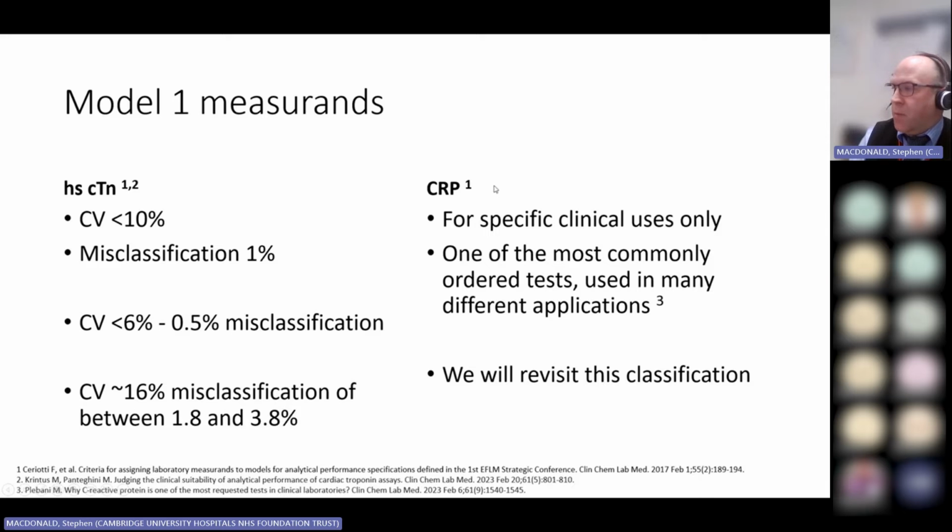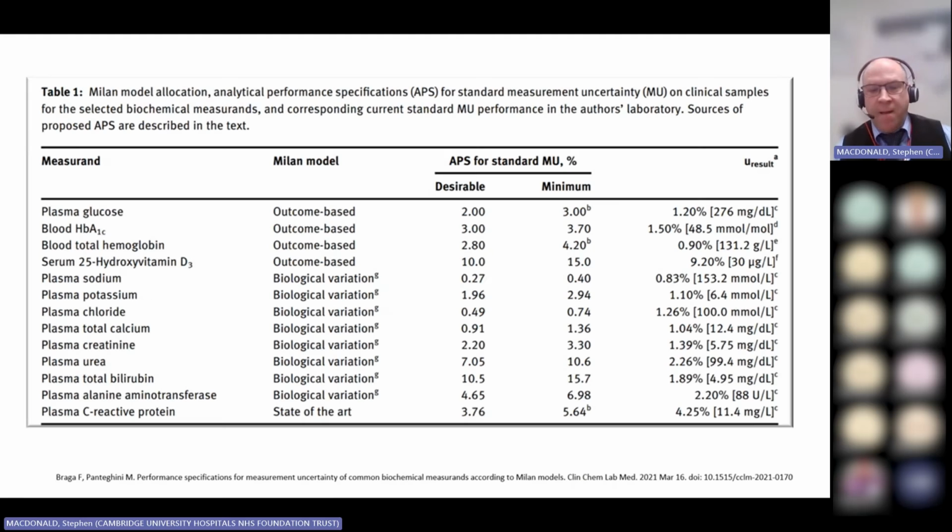Interestingly, and we'll talk about CRP later on, CRP was initially touted as potentially being a Model 1 measure, but that's been changed now, but that was stressed within the 2017 paper that it's only for specific clinical uses only. So CRP is, as I'm sure most people are aware, one of the most commonly ordered tests in medical laboratories, used in many, many different applications. So the use of it using Model 1 was specified for specific clinical uses only, but that's been superseded since.